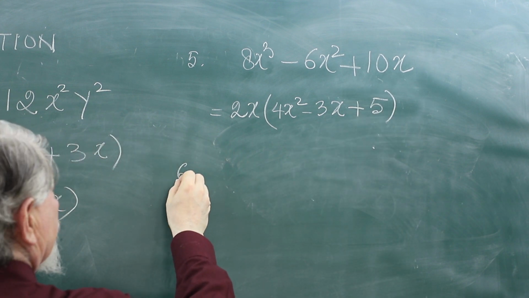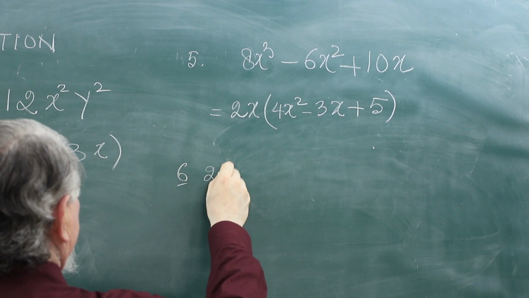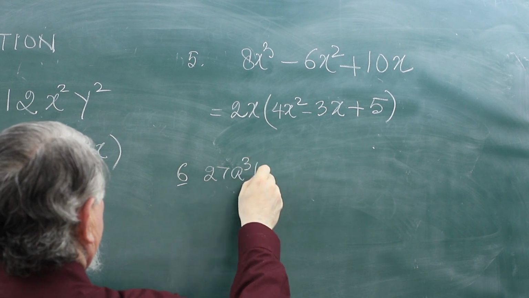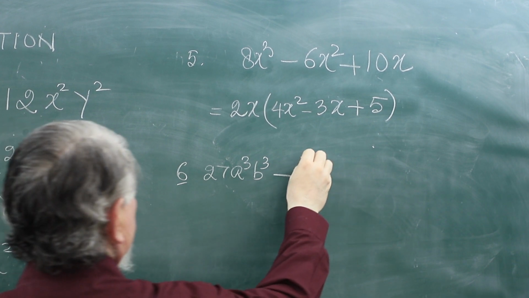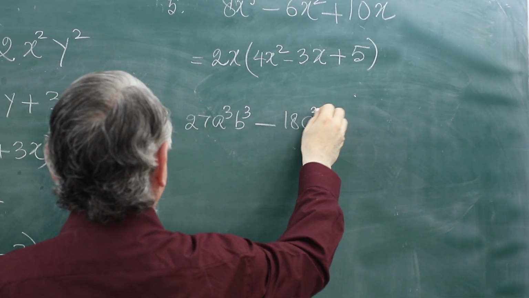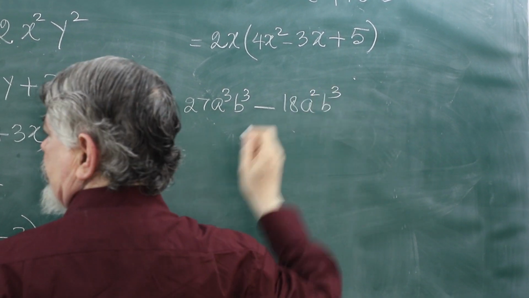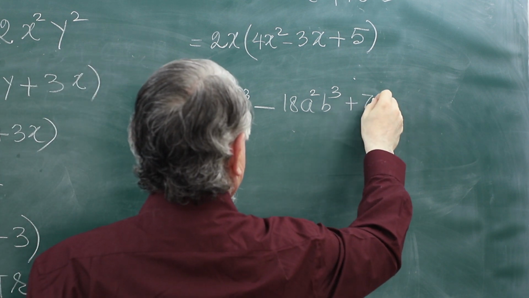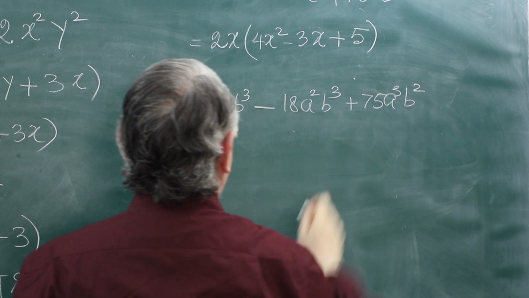Now let us look into the 6th question, which is 27 a cube b cube minus 18 a square b cube plus 75 a to the power 3 b to the power 2.